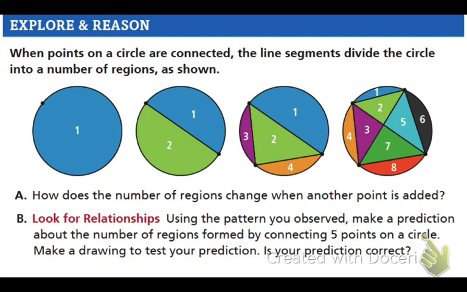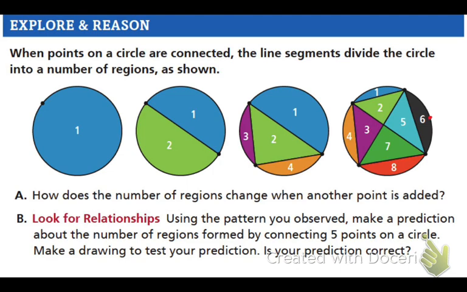So 1 point, 1 region, 2 points, 2 regions, 3 points, 4 regions, 4 points, 8 regions. What do you think is going to happen with 5? 10. 25. Okay. So if I add one more point, every time you add a point, you multiply by... I'm going to add a point right here. Does that work?